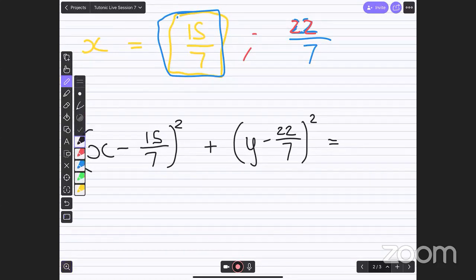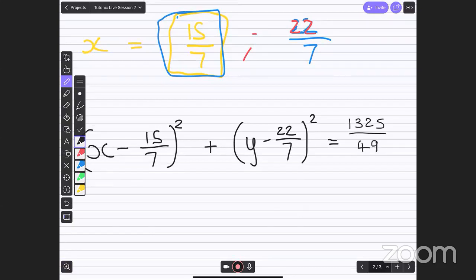Because you want r squared. So what's the r squared? 5 square root 53 over 7, squared. Have you squared it yet? Oh, no, I didn't. That gives you 1325 over 49.